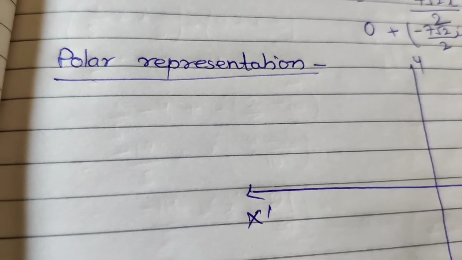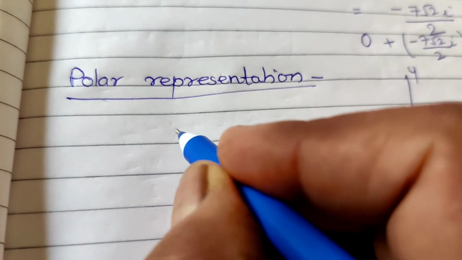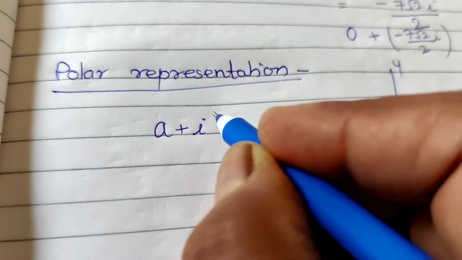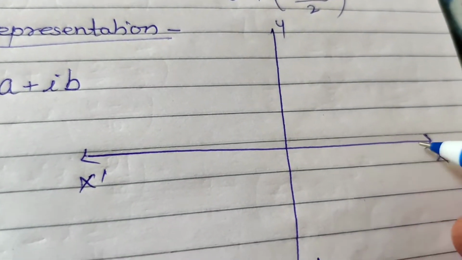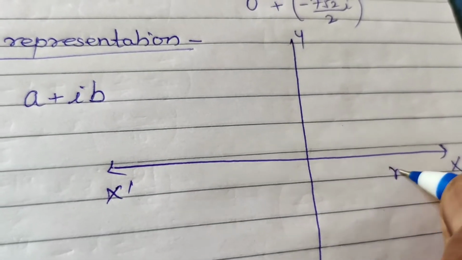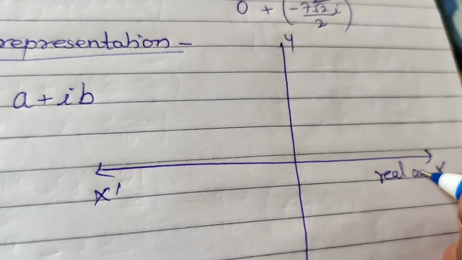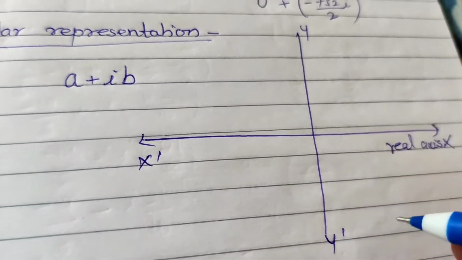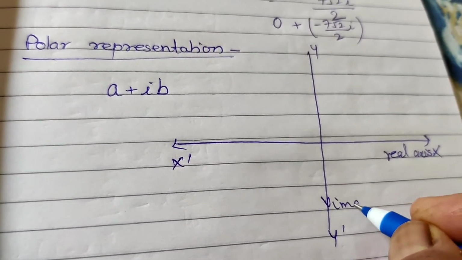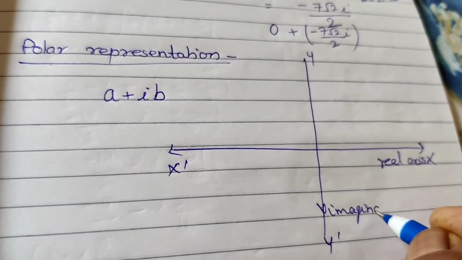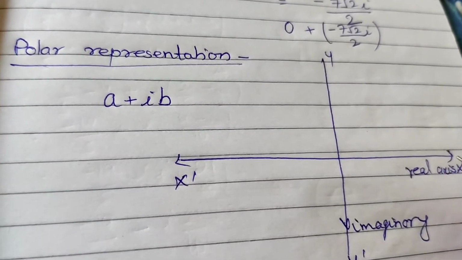The polar representation of complex number. A complex number is like this, a plus ib. In the polar plane, the x-axis is known as the real axis, and the y-axis is the imaginary axis.